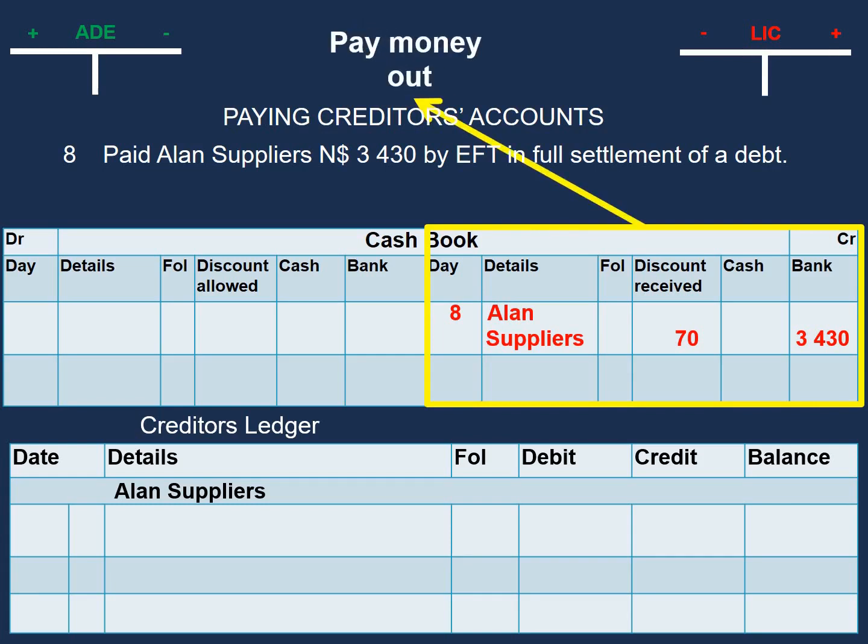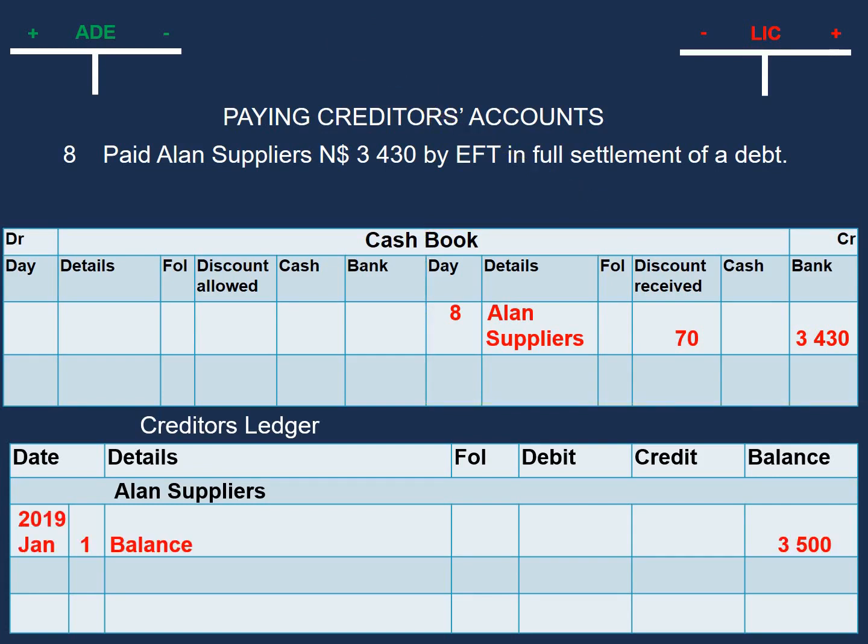And with regards to our creditors ledger, on the 1st of January there is a balance of $3,500. This means that we owe Allen Suppliers $3,500. On the 8th, we paid Allen Suppliers $3,430. So what's remaining on our balance is $70.